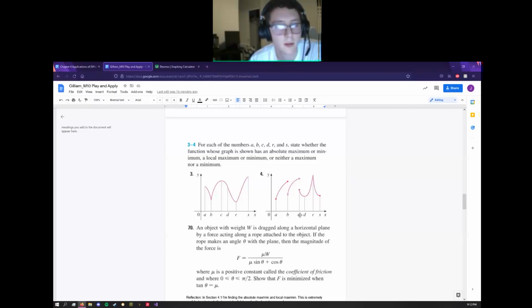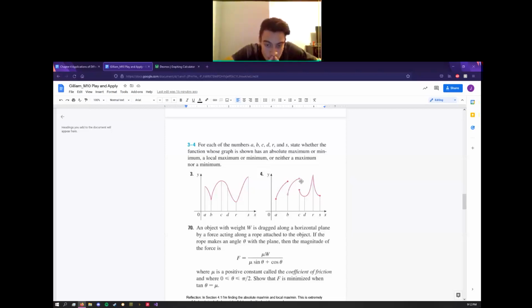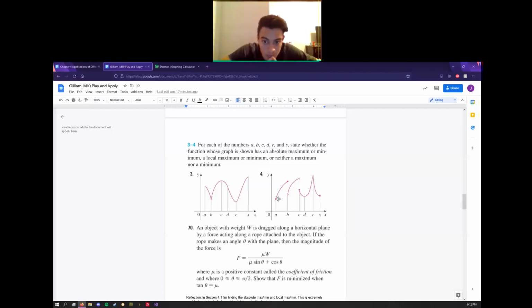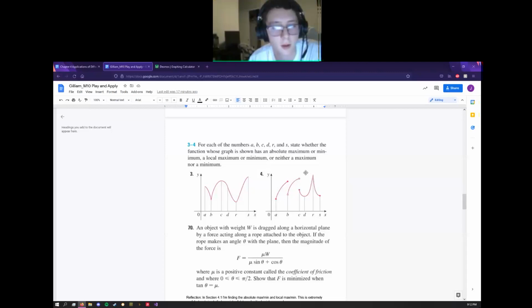B and C, I said neither, just because there is a jump in the graph. It's neither going up nor concave up or concave down. D, I said would be a local minimum because it's not the very lowest part, but it's also concave up. R, I said, was an absolute maximum just because it is the very highest point in this section. S, once again, is a local minimum. It's not the very lowest, but it's also concave.